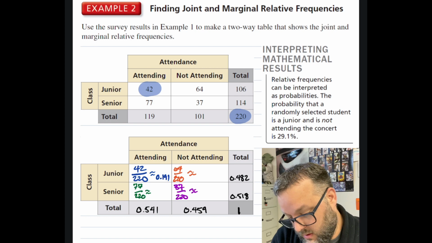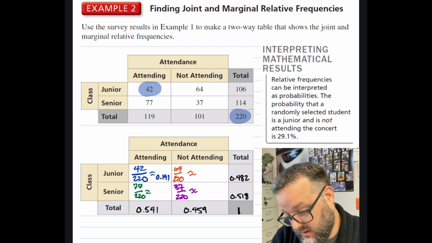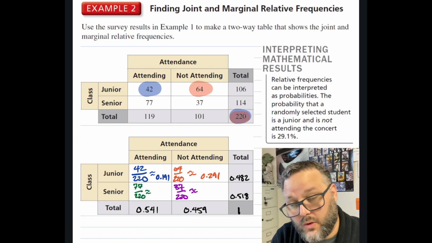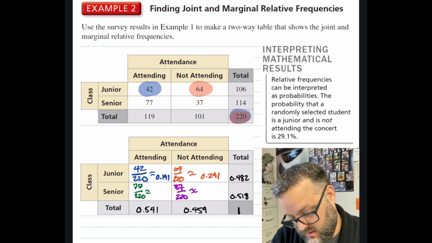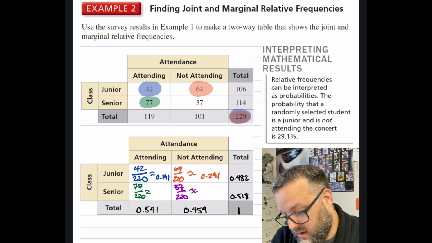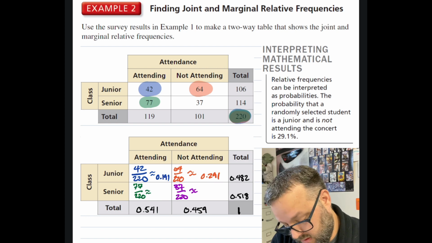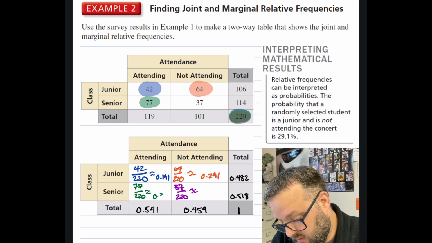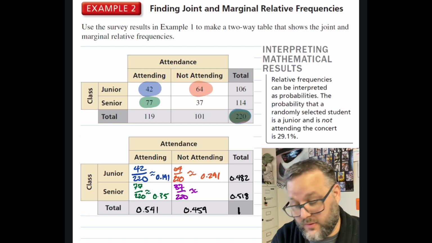So we're going to take the 64 and the 220, and we're going to compare that, and we're going to find out that that's a 0.291, or about a 29.1% frequency. We got seniors at 77 out of 220, and that comes to about 0.35 or a 35% frequency.